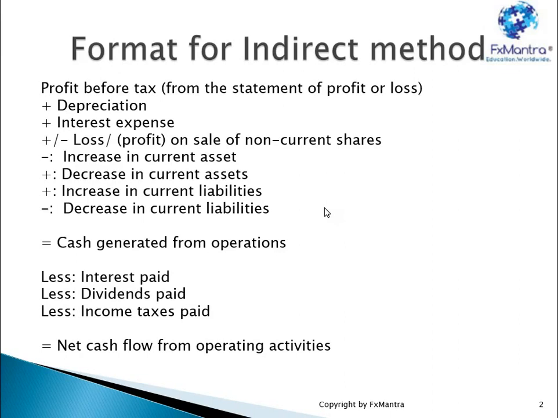This indirect method focuses not on the T accounts, but on trying to get your net cash from operating activities using the movement in the current assets and current liabilities from your previous year to your current year. This will give your cash generated from operations. Anything else which you have paid in cash, like interest, dividends paid, or income taxes, you can reduce and find out your net cash flows from operating activities.